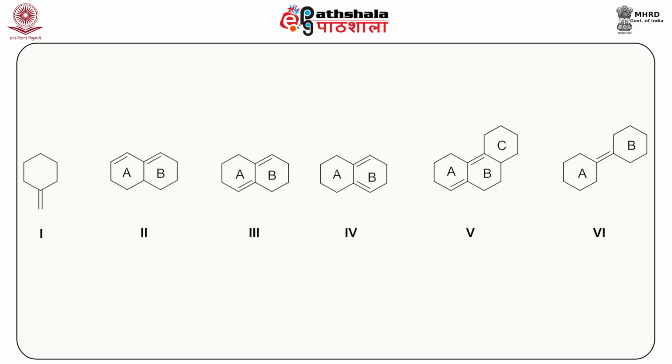Now, take a look at example 3. The double bond present in ring A is exocyclic to ring B. Similarly, if you see, the double bond present in ring B is exocyclic to ring A.